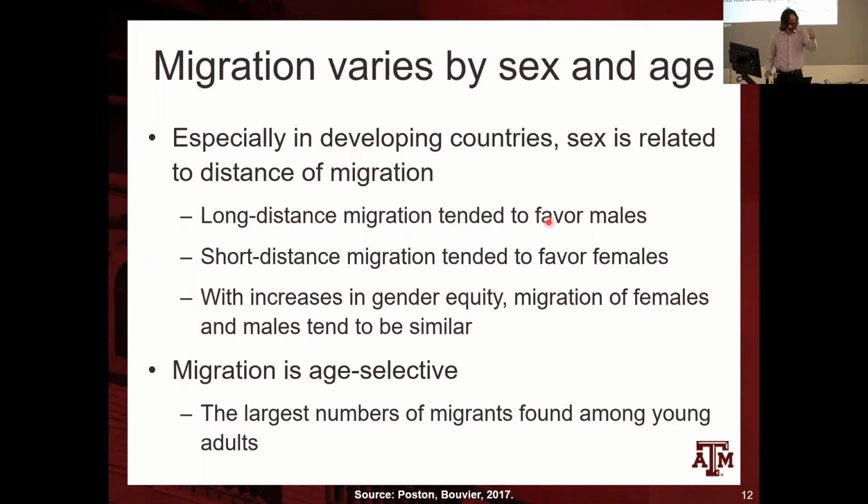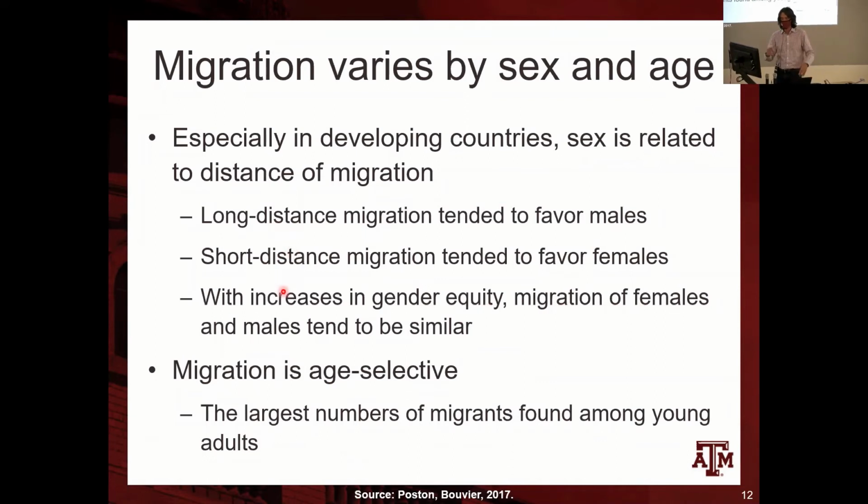In short distances, if you're just talking about migration, even between rural areas, or from a rural area to a small city around it, or between two big cities, whenever you're talking about short distance migration, proportionally, you have more women migrating than men. But in countries such as the US, Western Europe, Canada, when you have increases in gender equity, migration of females and males tends to be similar in terms of distance, okay?